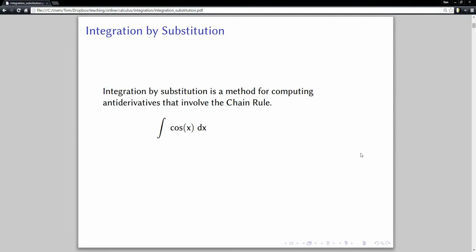We have the integral of cosine x dx, and for that function there's no substitution needed. If you take a look at cosine x, taking the derivative of cosine x wouldn't require the chain rule. And so it's pretty much the same thing for the antiderivative. I want some function whose derivative is cosine, and that would be just sine of x plus some constant c. So for this integral, there's no substitution needed at all.